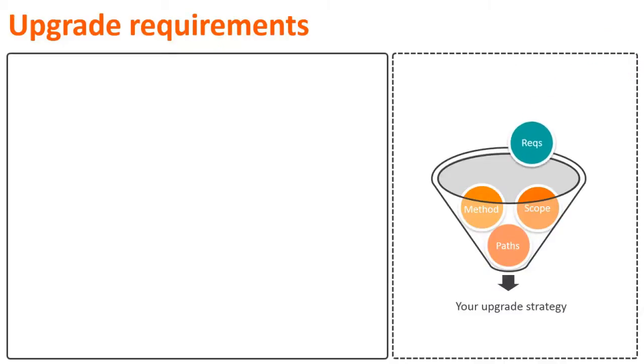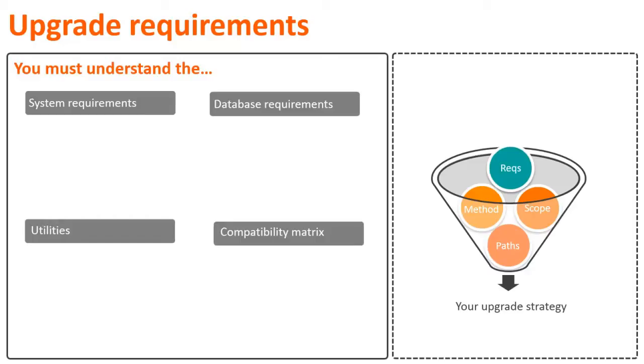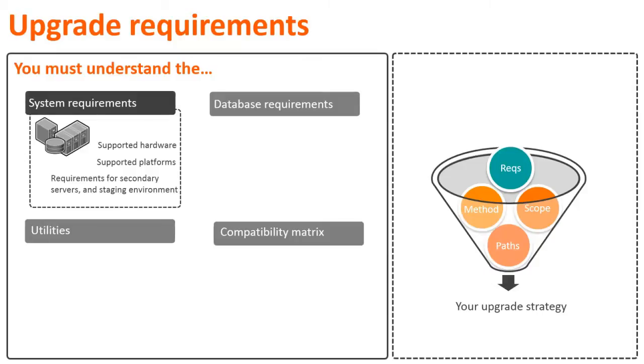With the path, scope, and method identified, you now need to understand the requirements. Depending on the choices you have made so far, you must understand the system requirements, database requirements, required tools, and the compatibility matrix. As part of the system requirements, you must understand the supported hardware and platforms for the new version. Also, you need to plan the hardware requirements for the secondary servers and the staging environment if you are performing a parallel upgrade. Also, review the supported databases and versions.